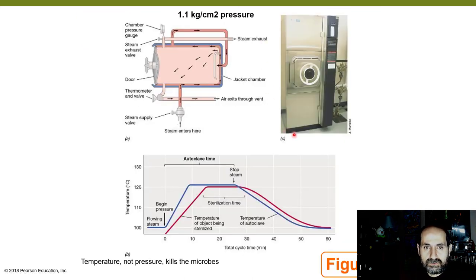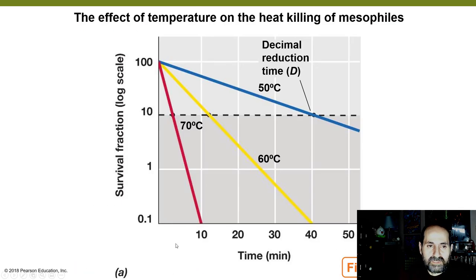So this is what an autoclave looks like. An autoclave is essentially a pressure cooker. You've got a high pressure environment, which allows the steam, the moist heat, to build to 121 degrees C, right? So you're holding 121 degrees C for about 30 minutes or so, and that's enough to kill the bacterium. And it is the temperature, not the pressure, that kills the microbes.